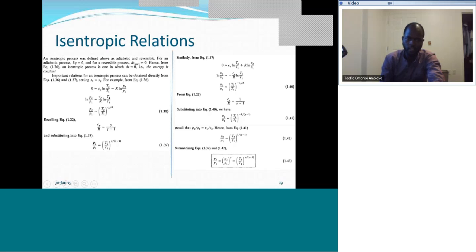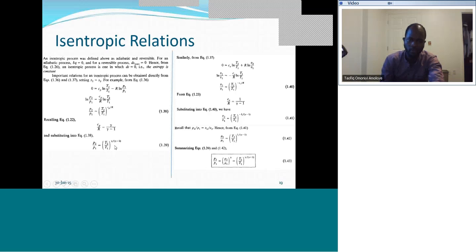When we have done that, noting that Cp over R is equal to gamma over gamma minus one, we get the wonderful expression that for an isentropic process, the ratio of the pressures is equal to the ratio of the temperatures raised to the power gamma over gamma minus one. We can do the same thing for the second equation for the calculation of entropy, and we arrive at the ratio of the densities being equal to the ratio of temperatures raised to the power one over gamma minus one. These two, equations 1.39 and 1.42, can be combined to get equation 1.43, which is the equation which governs isentropic flows.